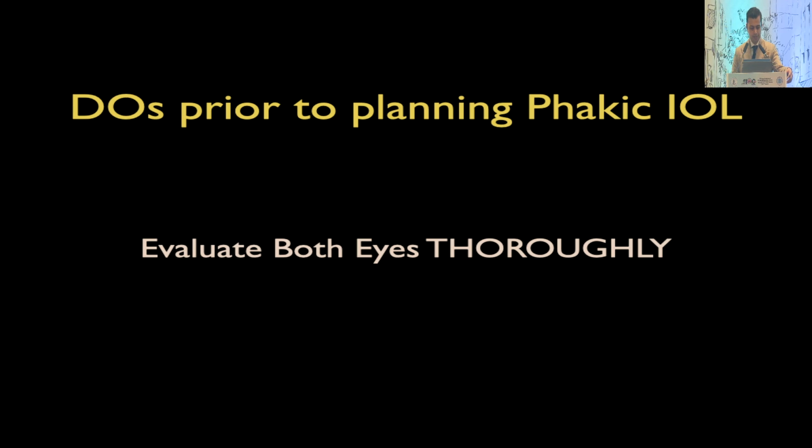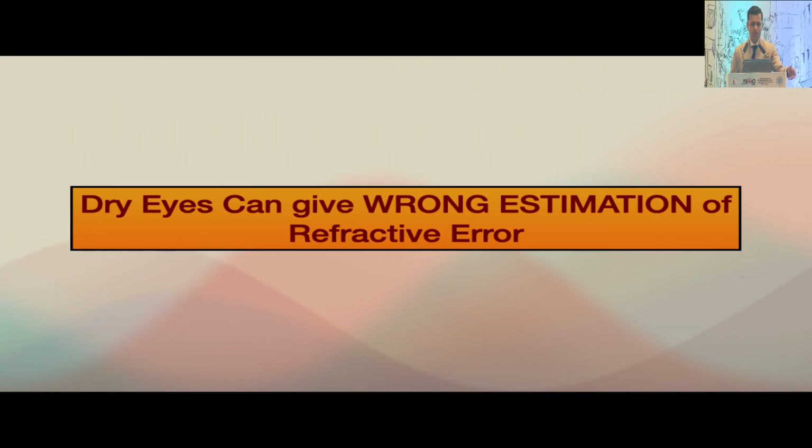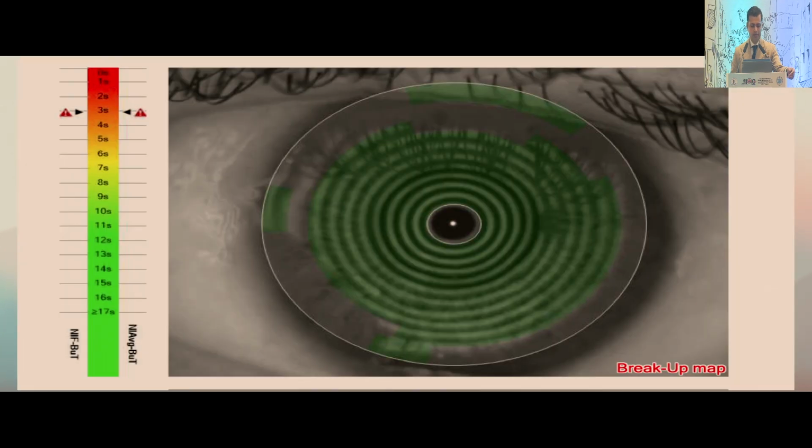Some of the things that I follow in my clinic is always, before planning, evaluating both the eyes, not only from the refractive point of view, but also as a complete unit. I start with ocular surface evaluation because a lot of these patients are chronic contact lens users and do come up with dry eyes, and post-operatively their visual outcomes may be marred by a poor ocular surface. It also gives us a wrong estimate of the patient's refractive error.